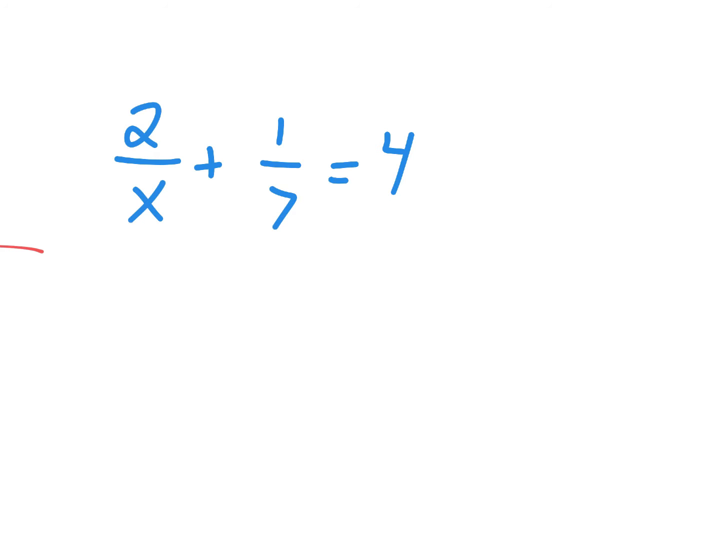Taylor, name one thing you're going to multiply by. X. Good. Connor, what's the other thing you're going to multiply by? Good.